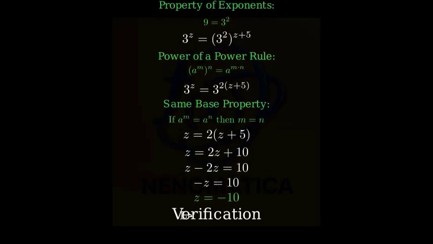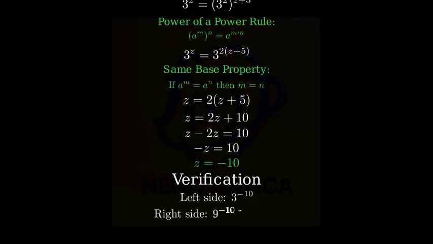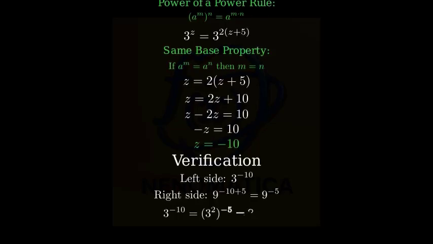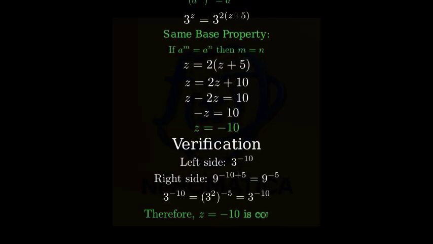Let's verify our solution by substituting z equals negative 10 into the original equation. On the left side, we get 3 raised to the power negative 10. On the right side, we get 9 raised to the power negative 10 plus 5, which is 9 raised to the power negative 5. Let's check if these are equal.